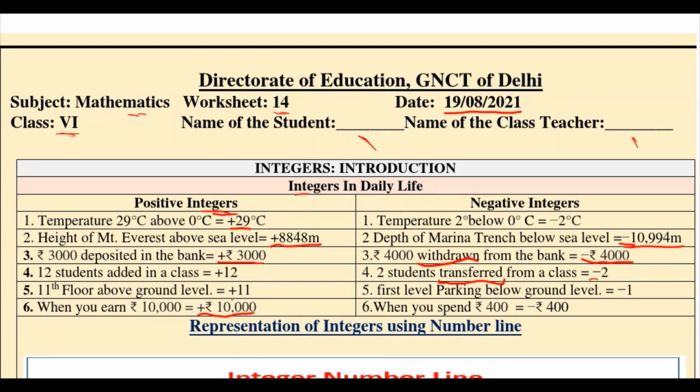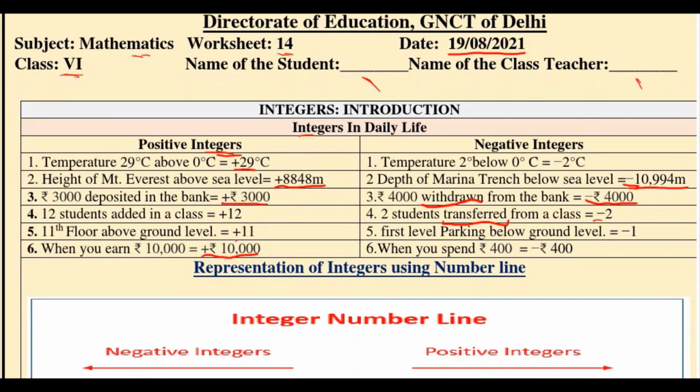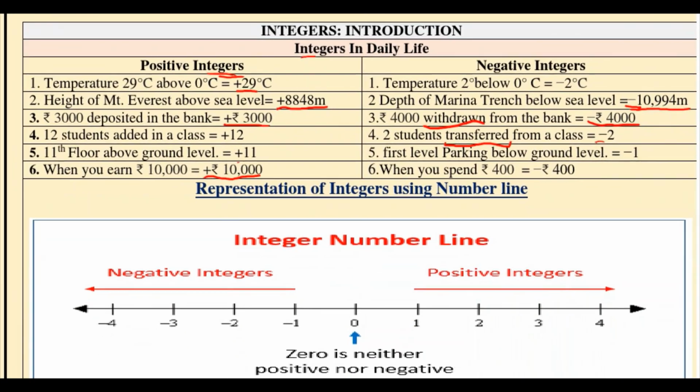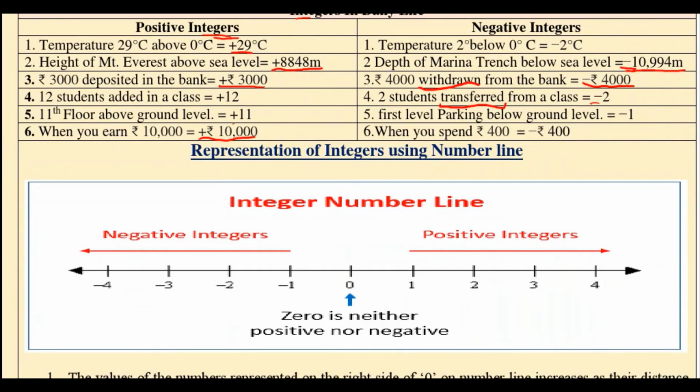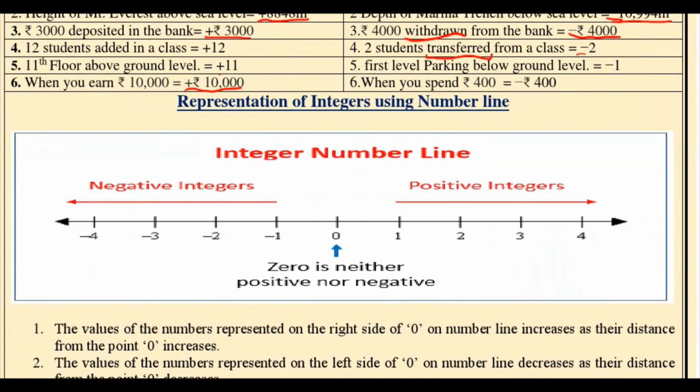So whenever you are gaining something, earning something, depositing something, or adding something, any positive work, when you are adding into that, that is a positive integer, and when you are taking away something from something, that will be a negative integer.